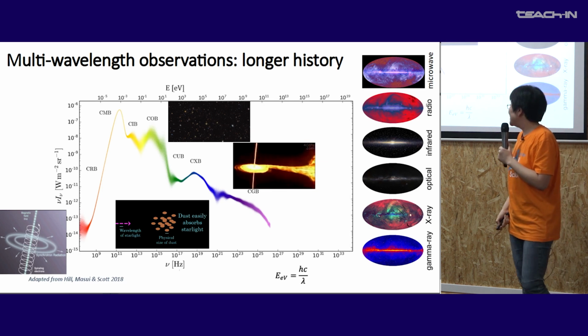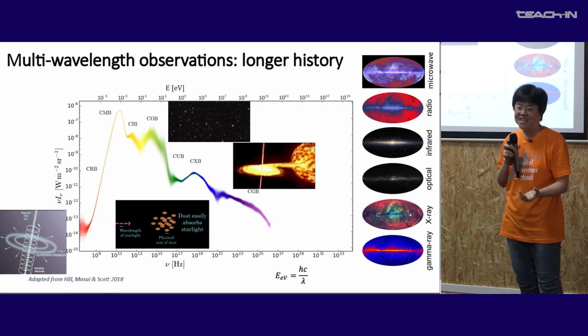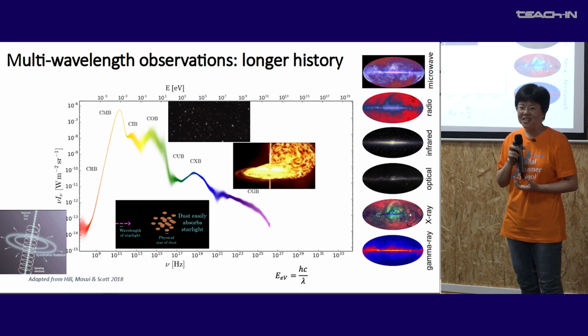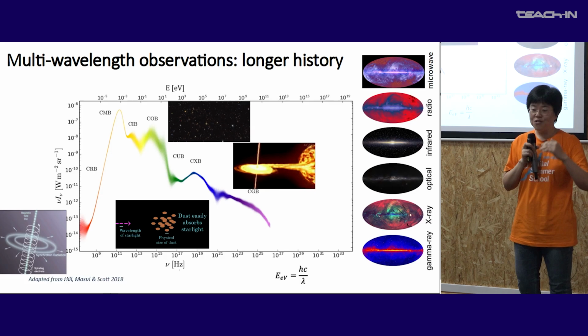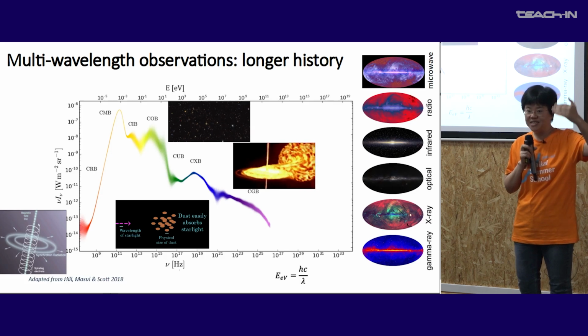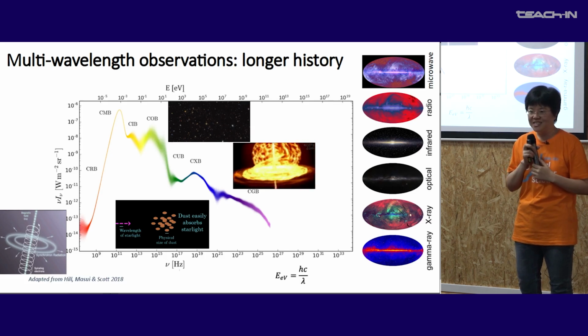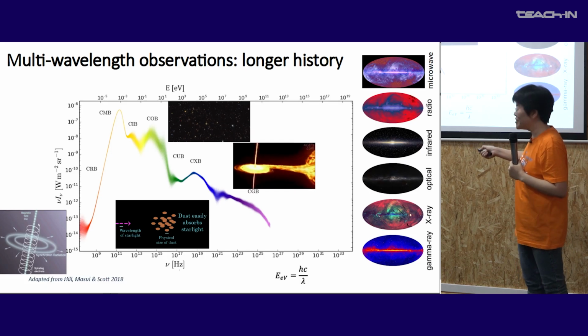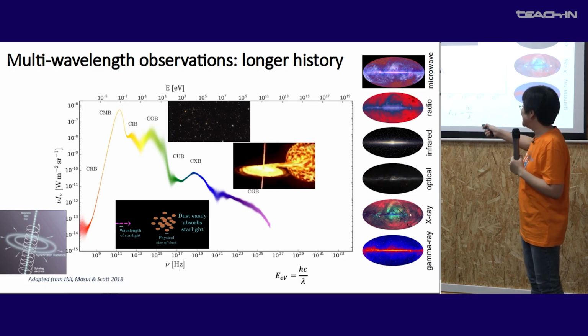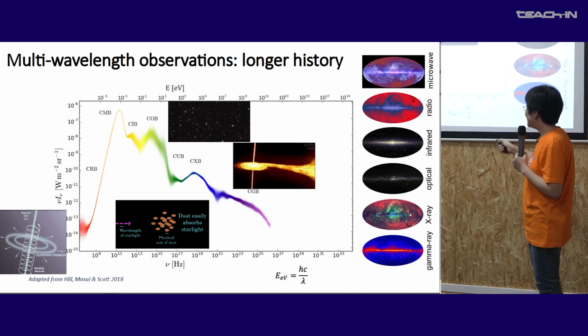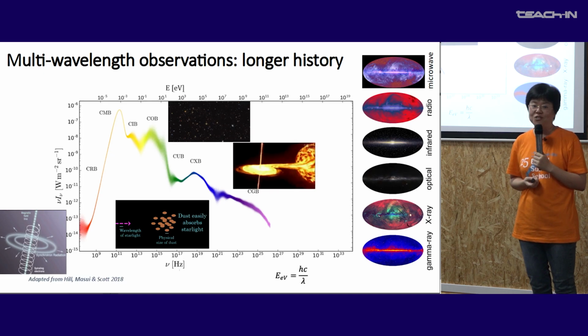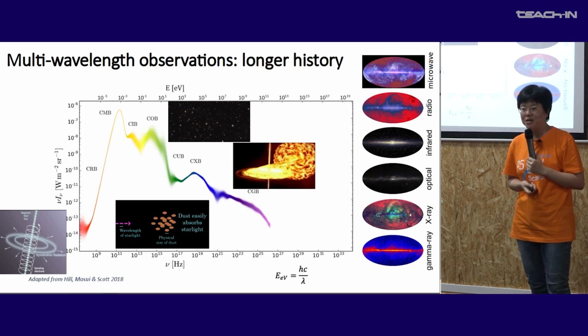Those are from the light, hotter, right? Different wavelengths or different frequencies mean different temperatures. When your temperature is higher, you emit higher frequency, right? So you are going to the CUB, the cosmic ultraviolet background. And then later the CXB, measured by Chandra and other X-ray experiments.